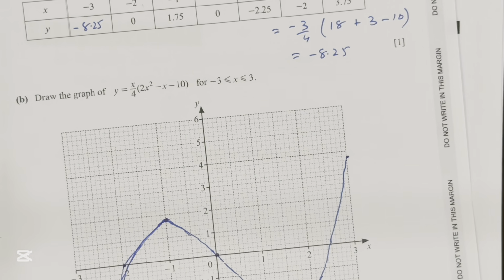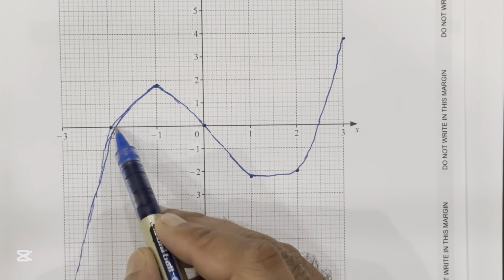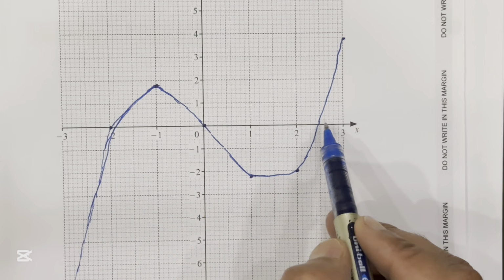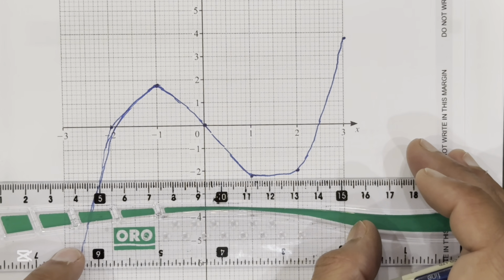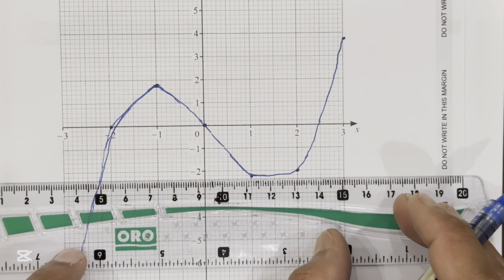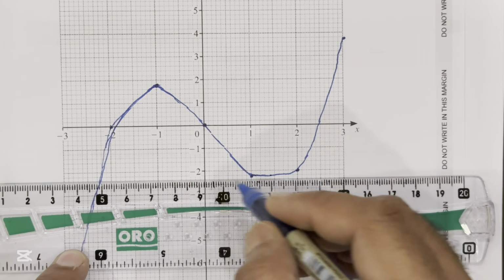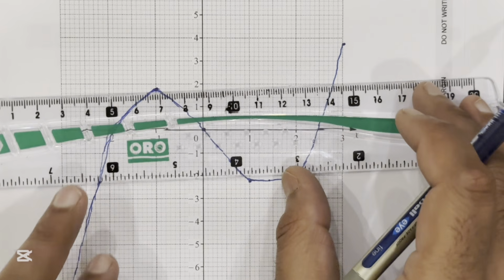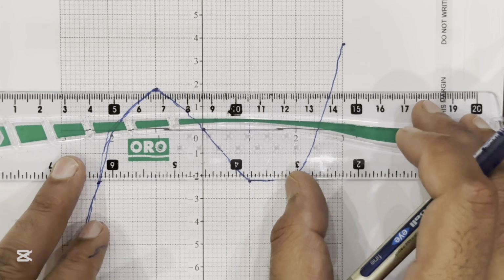So we need to show at what point the graph is showing only two solutions. At this line the graph is showing three solutions, 1, 2 and 3. So for two solutions, you can say the graph is showing two solutions at this point and this point, and you can calculate this point, and at this point the graph is also showing two solutions.